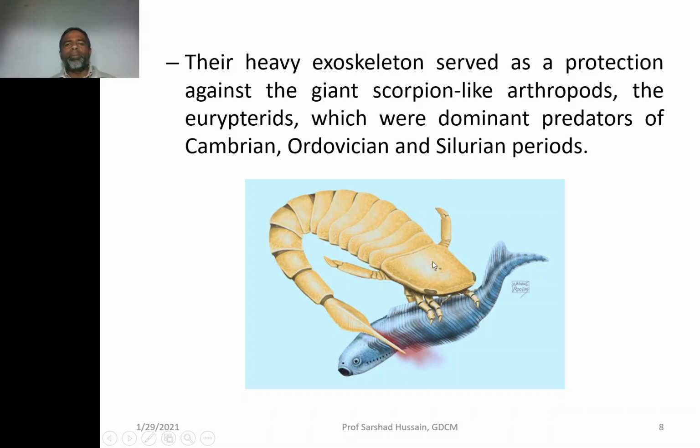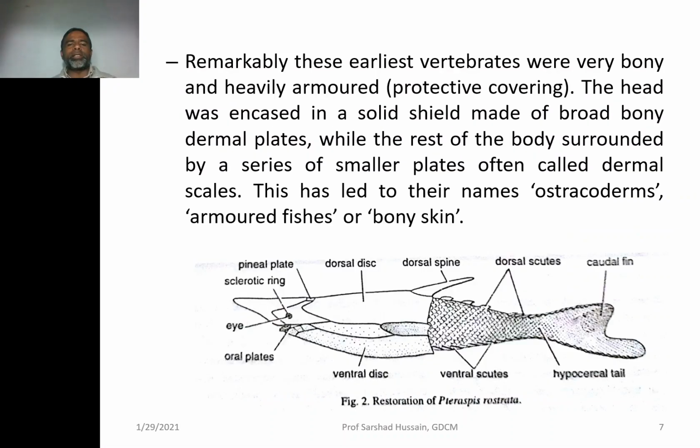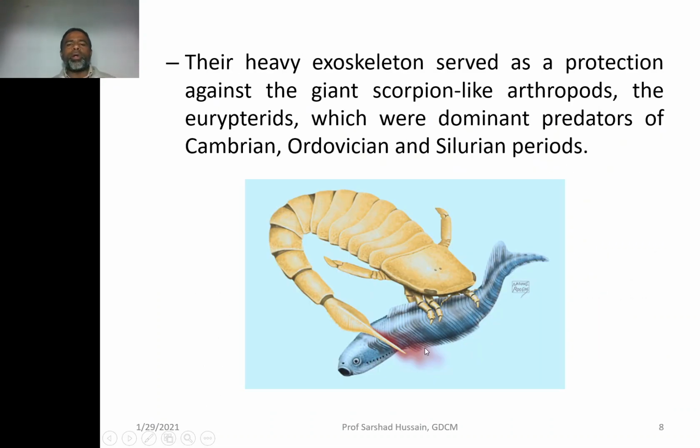During that period, these giant scorpion-like organisms were major predators. In order to protect themselves from these predators, these organisms, the Agnatha or the ostracoderms, had bony plates covering the body so that the predator may not eat them.